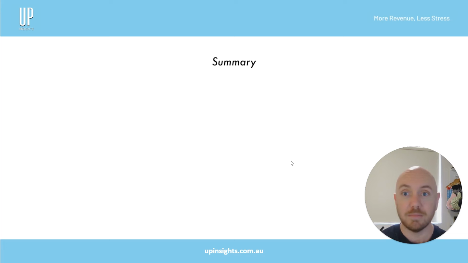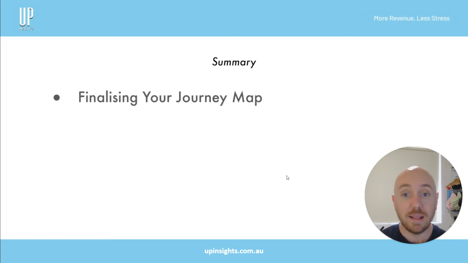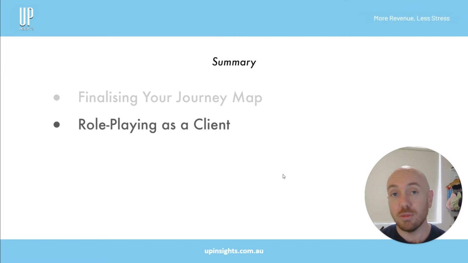Okay, quick summary. So we covered finalizing your journey map. We want to go through as the client and tweak what we need to, but make sure you have all of those different alternate paths in, all the different detours, that sort of thing. Role play as a client, go through the alternate paths as much as you can. Think about how they'd react with each different step as they get to it.